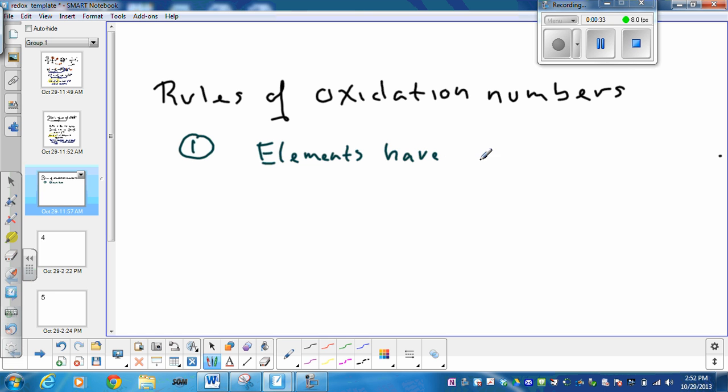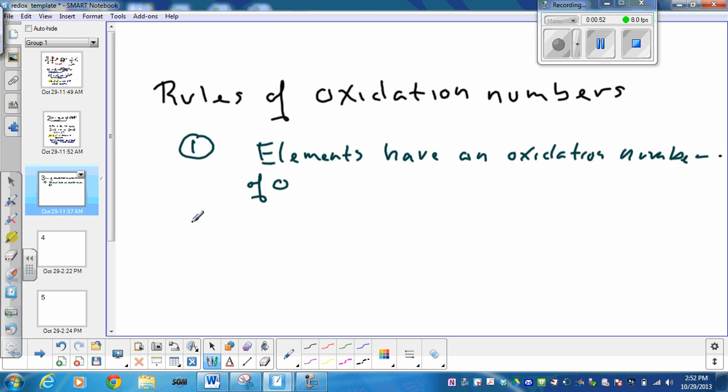This is going to be the basis of all of the comparisons we do later on. So an oxidation number of 0. This is kind of like sea level for these.